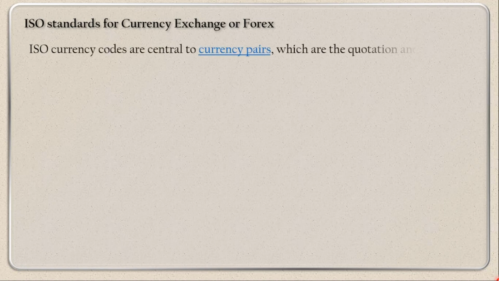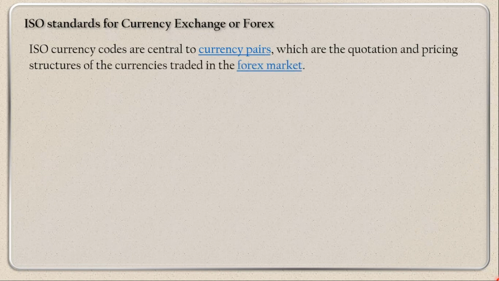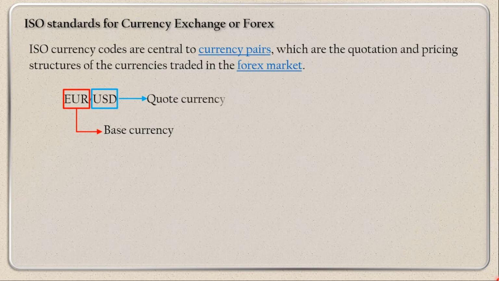ISO standards for currency exchange or Forex. ISO currency codes are central to currency pairs, which are the quotation and pricing structure of currencies traded in the Forex market. The value of a currency is a rate determined by its comparison to another currency. As we have discussed earlier, ISO currency codes are 3-letter alphabetic codes that represent the various currencies used throughout the world. But when they are combined in pairs, they make up the symbols and cross rates used in currency trading. For example, EUR USD. The euro, which comes first, is the base currency, and the USD, which comes next, is the quote currency.